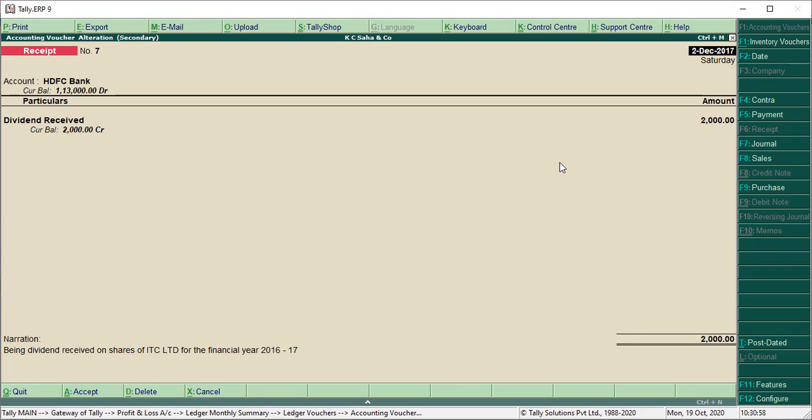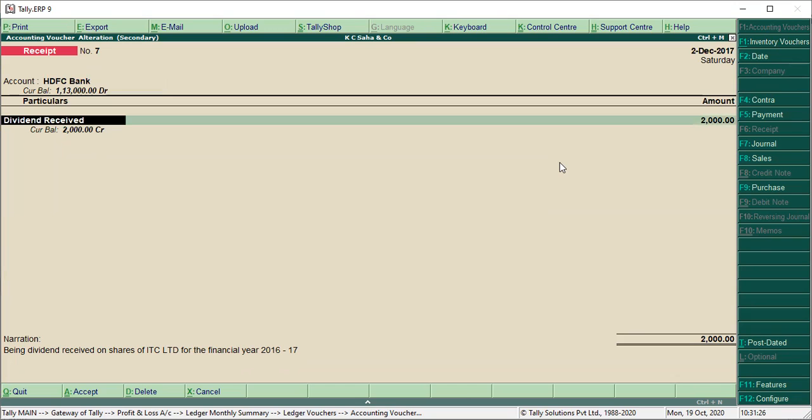How will we come to know? Because your purchase date is 2nd August 2017 and you received the dividend on 2nd December 2017. But you have received the dividend for the financial year 16-17, not for the year 17-18. But in the year 16-17, you were not holding these shares. So that means this dividend is not a dividend for you. This is a dividend on shares, but it is not a dividend for you because I was not holding the shares in that year. So this income is not dividend.